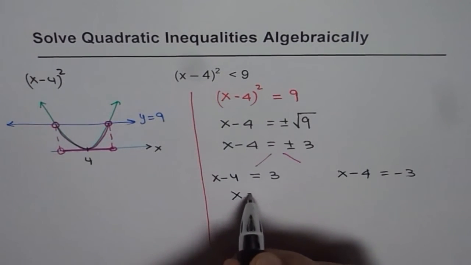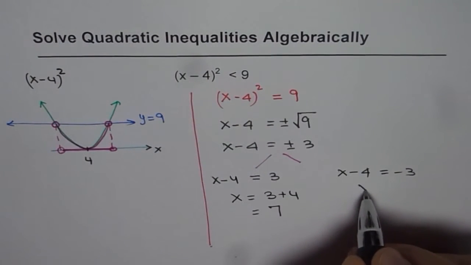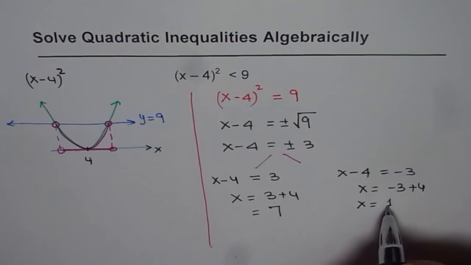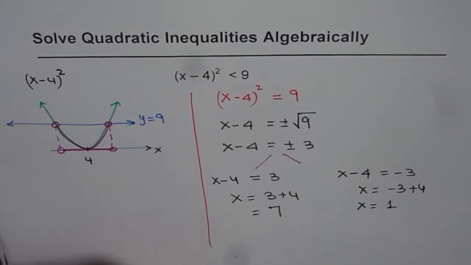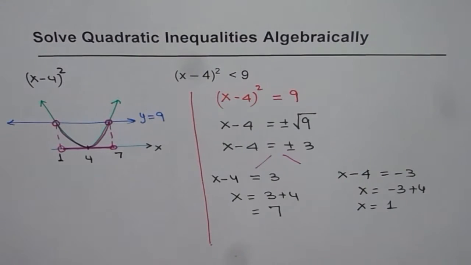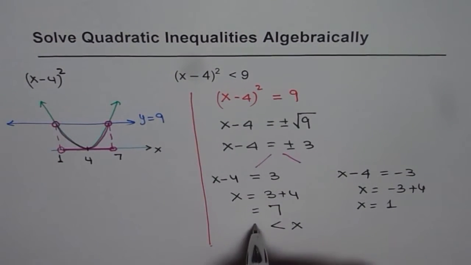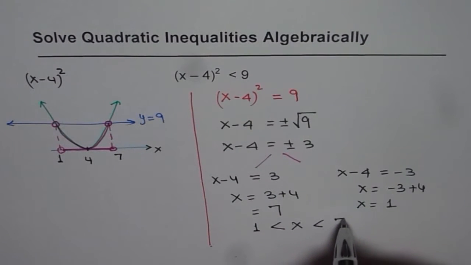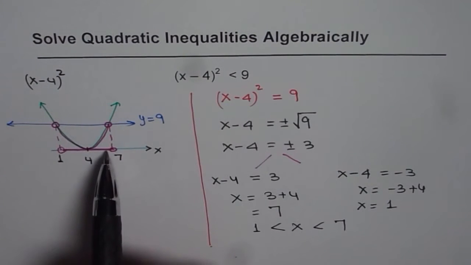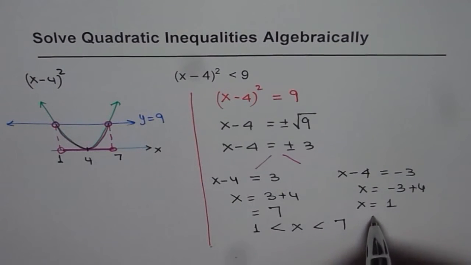Here we get x equals 3 plus 4, which is equal to 7. And here we get x equals minus 3 plus 4, which is x equals 1. That means these points are 1 and 7, with 1 on the left side and 7 on the right side. Therefore, our solution is that x should be greater than 1 and less than 7, correct? Between these two lies our solution of the inequality less than 9.